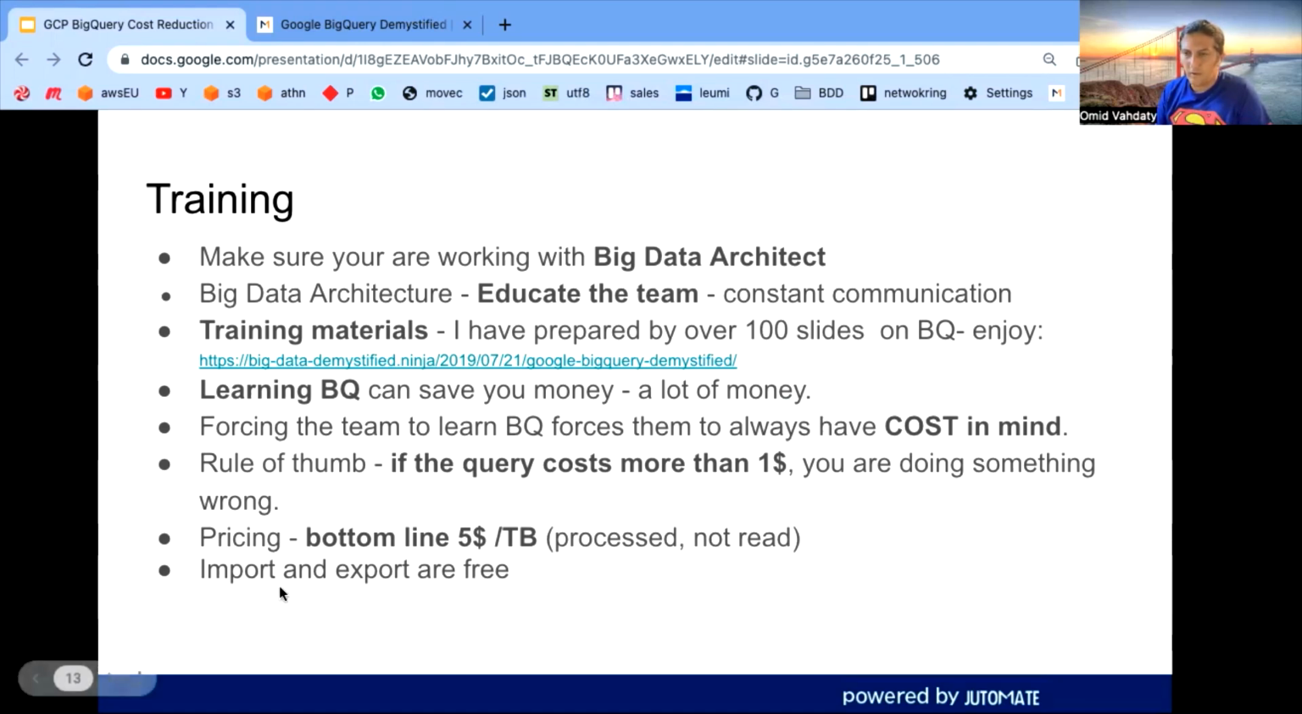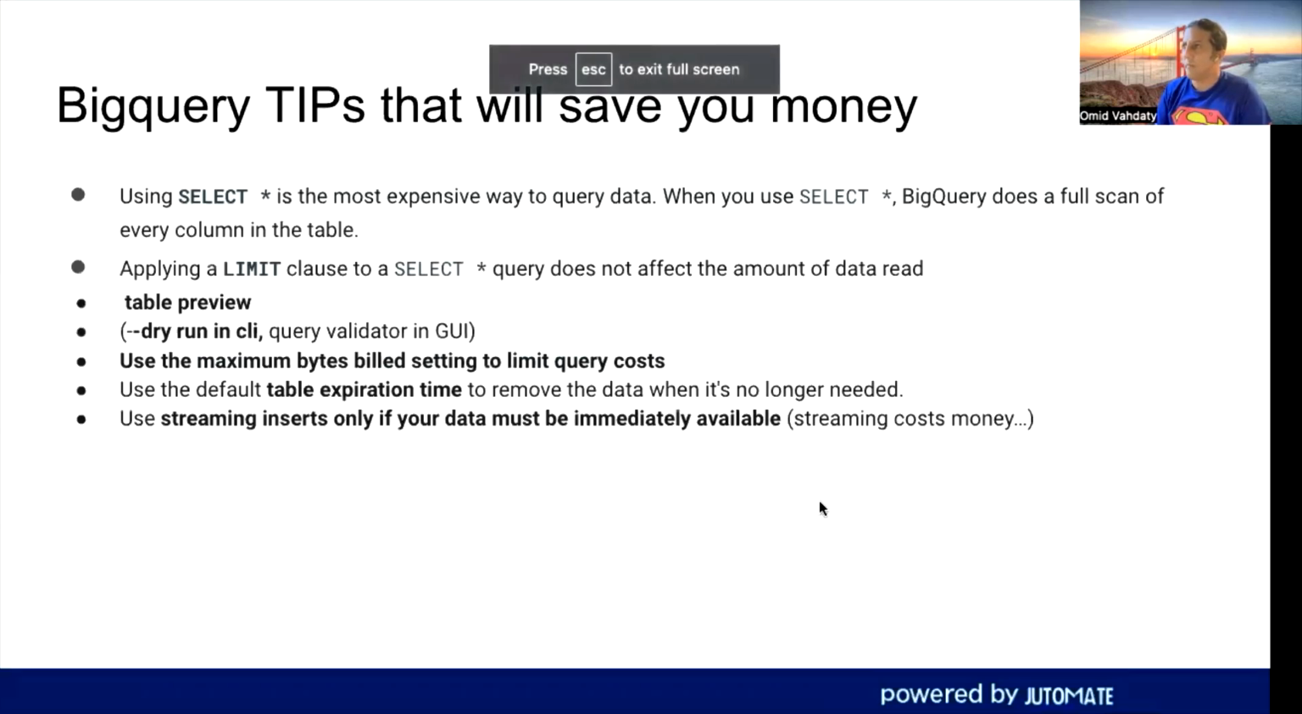Another thing you should know that is a bit different than other solutions is that import and export are free of charge. Some tips that would save you money. You should avoid doing select star. It's relatively expensive because it brings all the data. Instead, use only the columns you need. For example, if you have 10 columns and you need only the first and the second column, it will be 80% cheaper to use just the columns you need, because BigQuery is a columnar table.